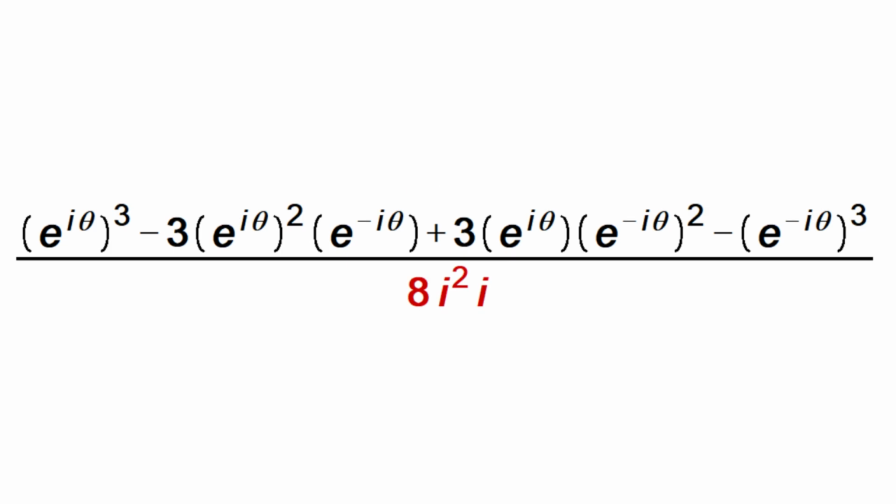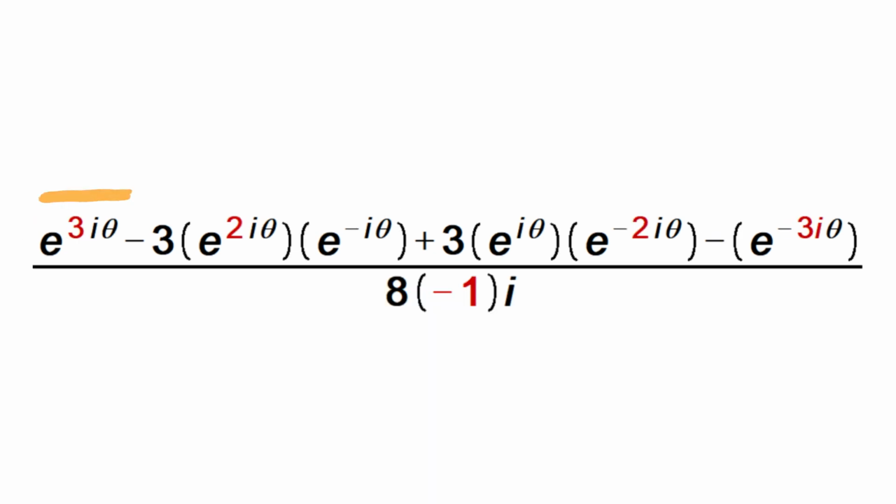We expand the numerator to get the expression e to the i theta cubed minus 3 times e to the i theta squared times e to the negative i theta plus 3 e to the i theta times e to the negative i theta squared minus e to the negative i theta cubed. In the denominator, we get 8 i squared times i.